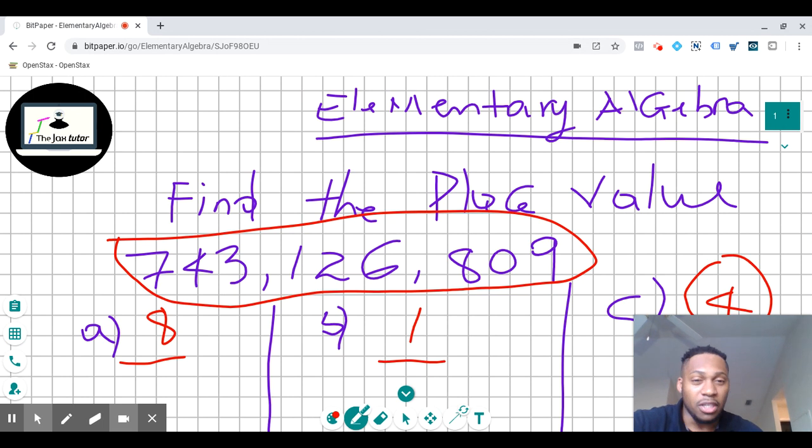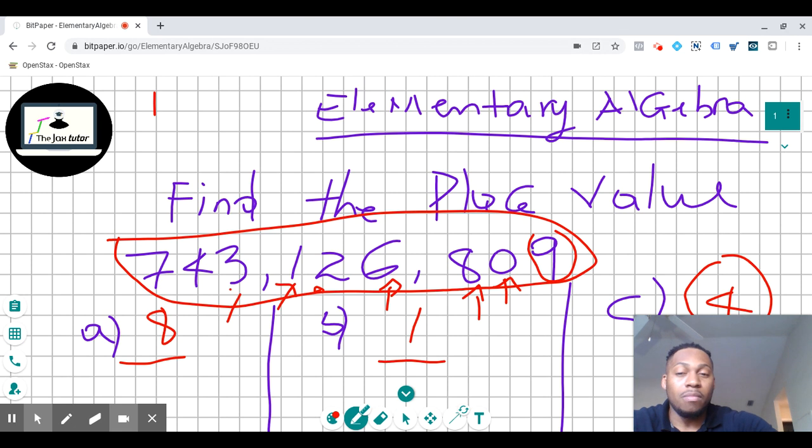Right, so how do we proceed? When we're thinking about the place value, you start counting from this side right here. So the 9 would be the ones. This is the 10. This is the 100. This is the thousands place, 10,000, 100,000, 1 million, 10 million, and then this is the 100 million place.